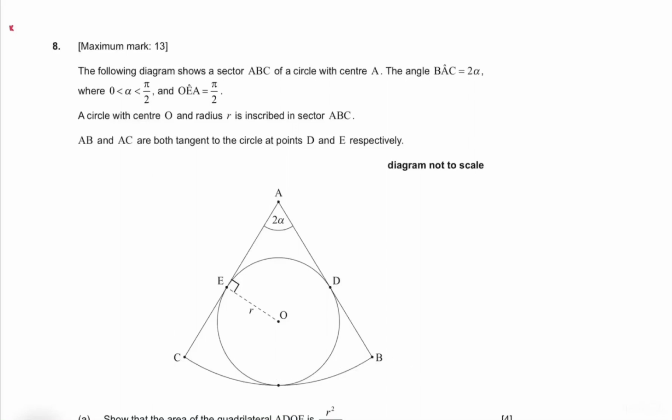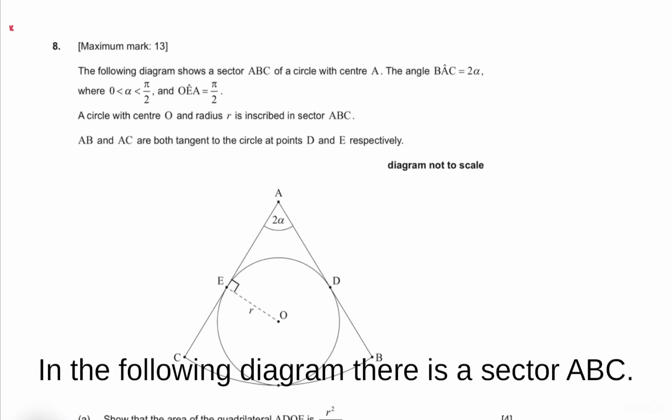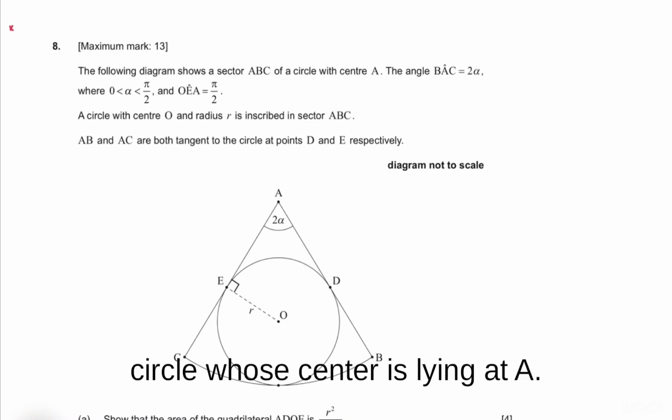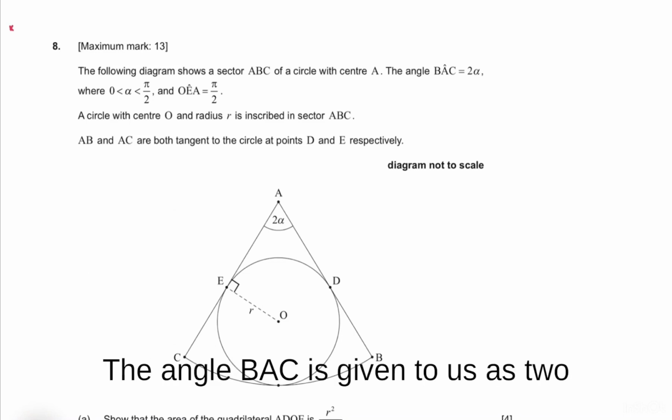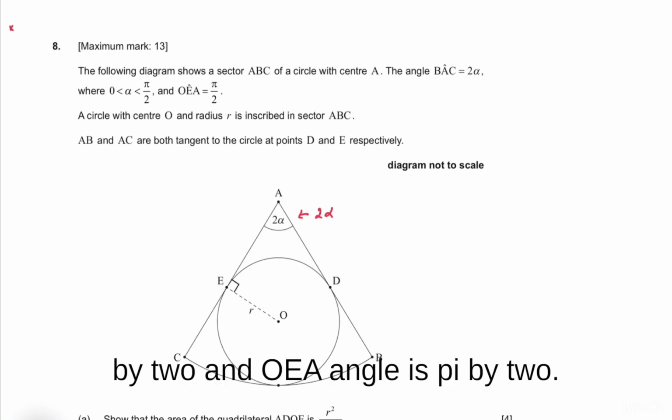Hello friends, so we have a question on geometry. In the following diagram there is a sector ABC. ABC is a sector of a circle whose center is lying at A. The angle BAC is given to us as 2 alpha, and alpha is lying between 0 to pi by 2, and angle OEA is pi by 2.